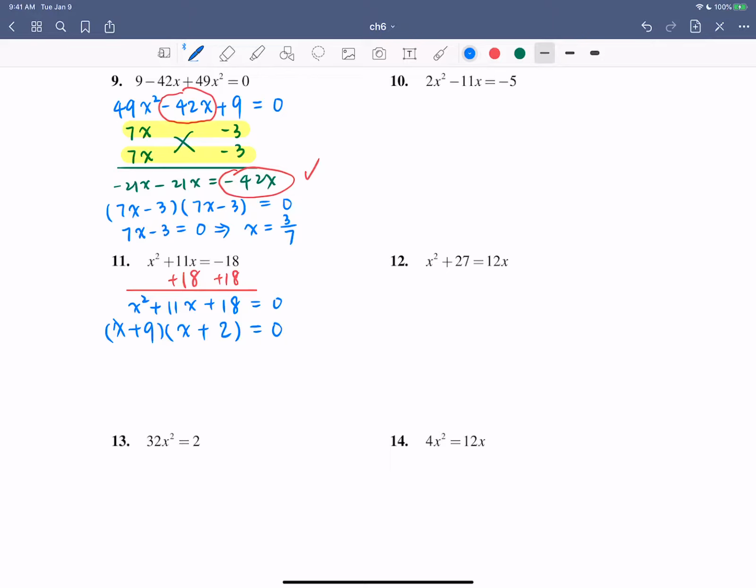Solve for each of them by using the zero product property. You have x plus 9 equals 0 or x plus 2 equals 0. And that gives you two solutions, negative 9, negative 2.